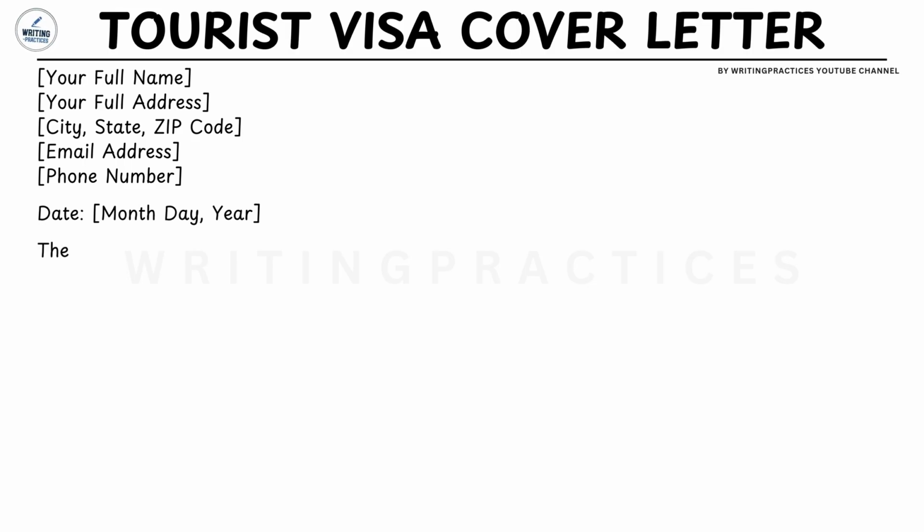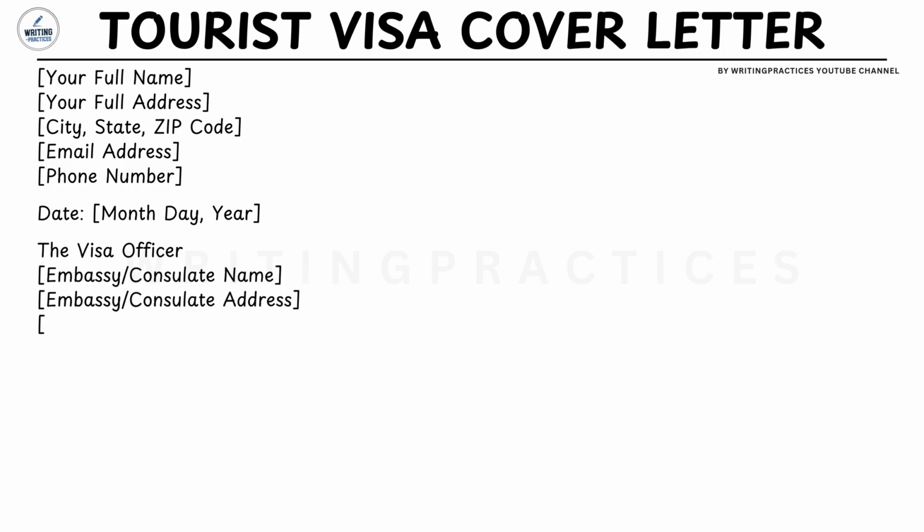Embassy or consulate information. Now we move on to the recipient's details. This is where you write the information of the embassy or consulate where you're submitting your application. You can write the visa officer, the name of the embassy or consulate, the full address of the embassy, the city and country. For example, the visa officer, embassy or consulate name, embassy or consulate address, city, country. This section personalizes your letter to the correct authority and ensures it reaches the right department.